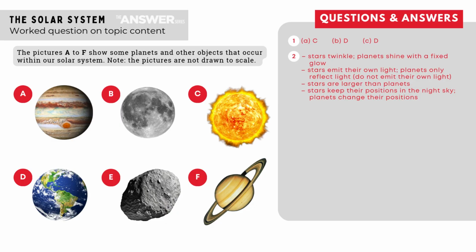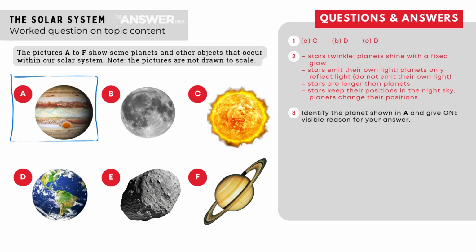So the question asked you for 3 things that we can use, or 3 ways to distinguish, and we have provided 4 on the memo. So any 3 would be accepted, but importantly, only the first 3 will be marked by the examiner.